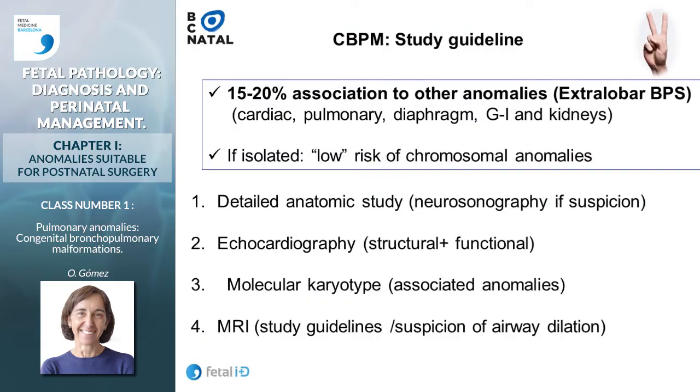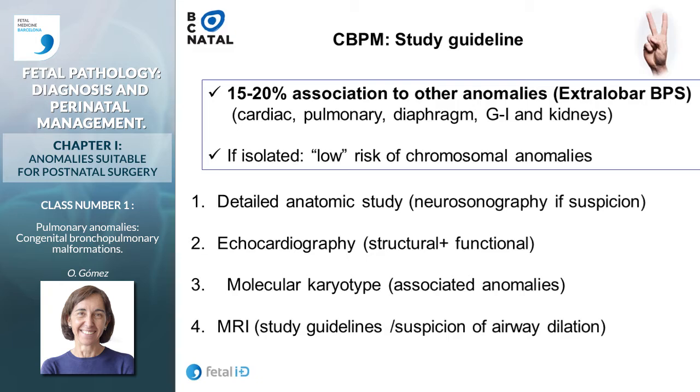Once the congenital bronchopulmonary malformation has been identified and described, a study protocol must be carried out to rule out the presence of associated anomalies. A detailed anatomical study should be performed, including echocardiography and fetal neurosonography, in order to identify associated anomalies. The probability of identifying other malformations is between 15 to 20%, and it is classically considered that the risk is higher when diagnosing an extralobar bronchopulmonary sequestration.